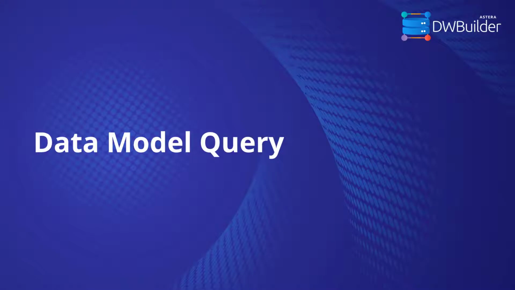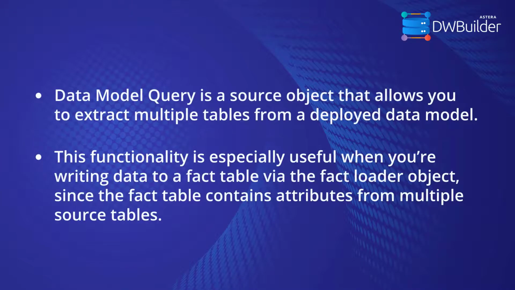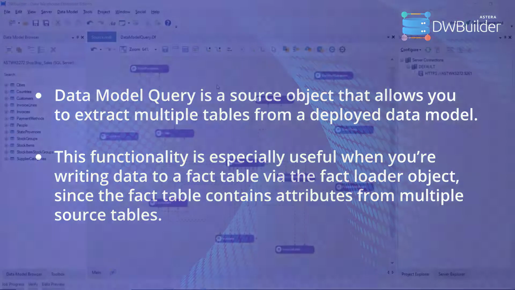Hi, in this video we'll be talking about how you can configure and use the data model query object in Astera Data Warehouse Builder. Data model query is a source object that allows you to extract multiple tables from a deployed data model. This functionality is especially useful when you're writing data to a fact table via the fact loader object, since the fact table contains attributes from multiple source tables.